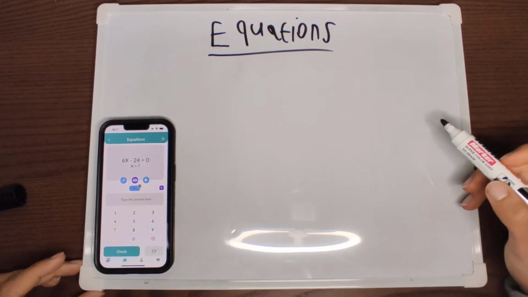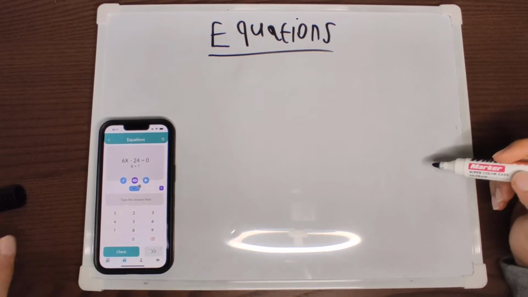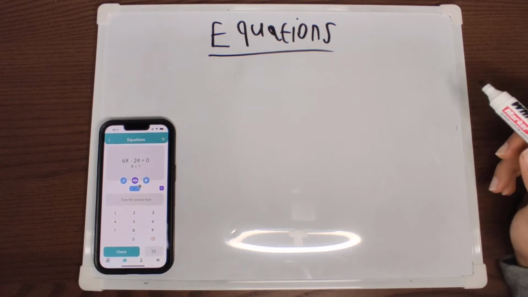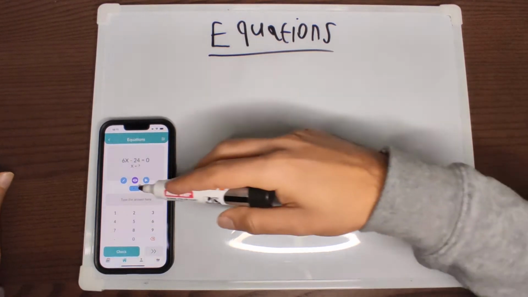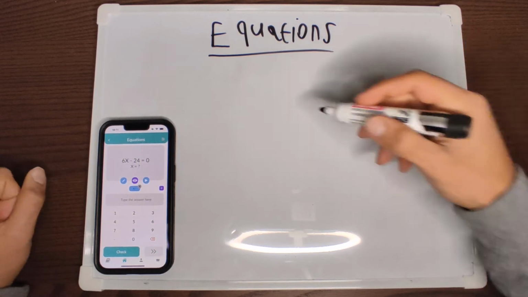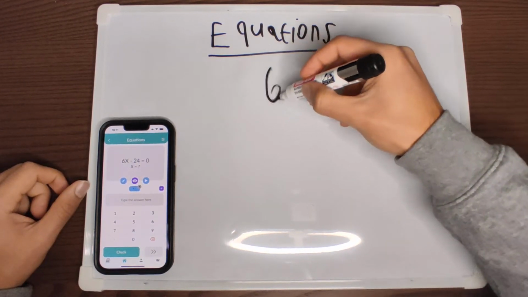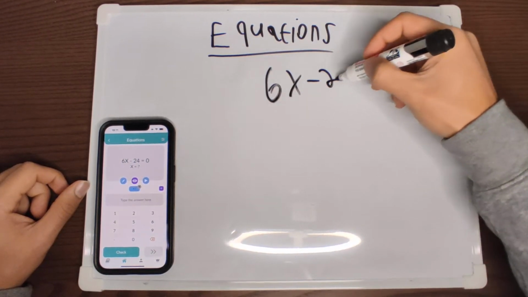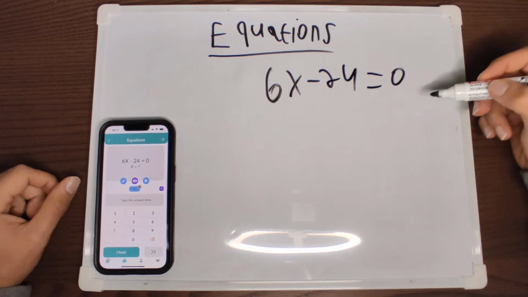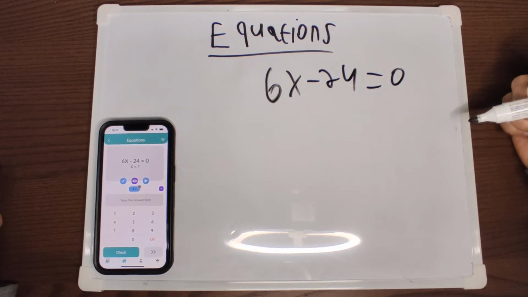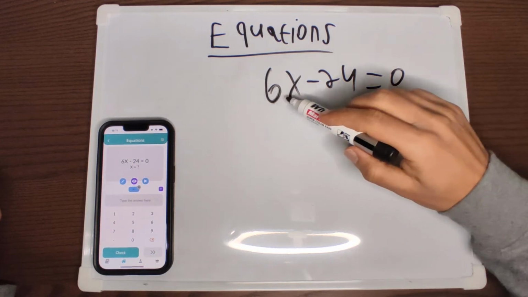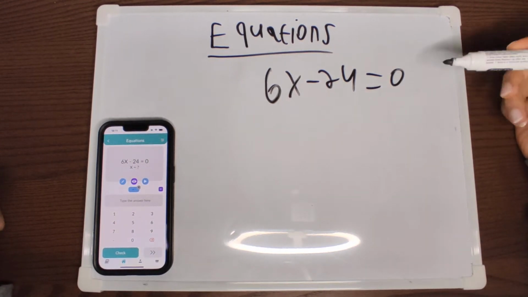So we are here back on equations. Let's see some advanced equations and how to solve them. Let's take a look at this equation: 6x minus 24 equals 0. Okay, so what does the 6x here mean?